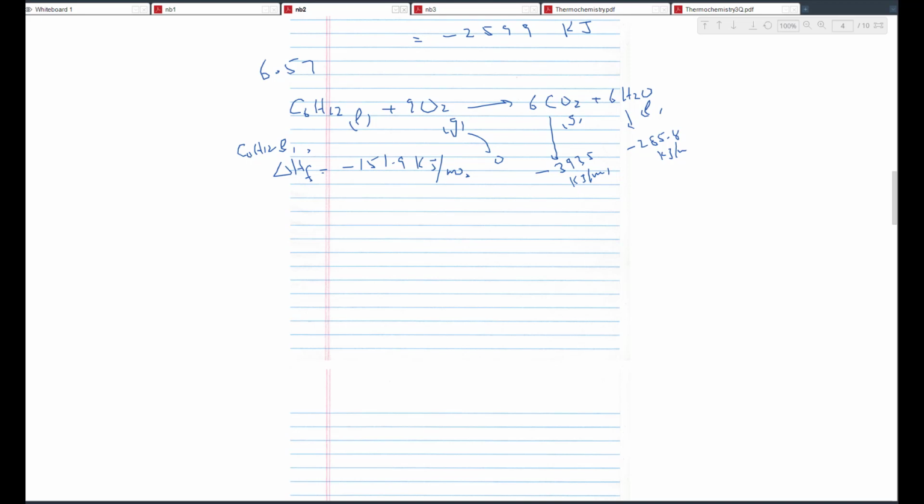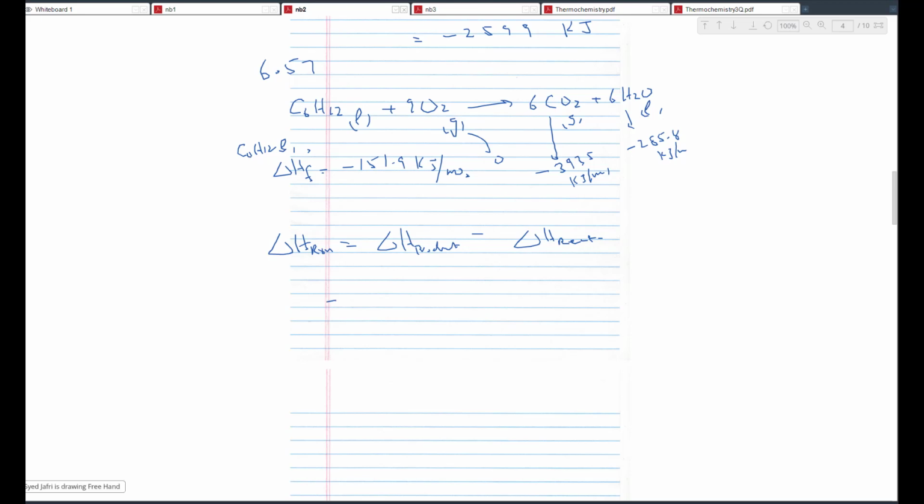So what we are going to do is delta H of reaction. Now you tell me what to do. Delta H of the reaction is equal to the delta H of the products minus delta H of the reactants. So the products first, we have delta H of CO2, negative 393.5, and we have to multiply that by 6.